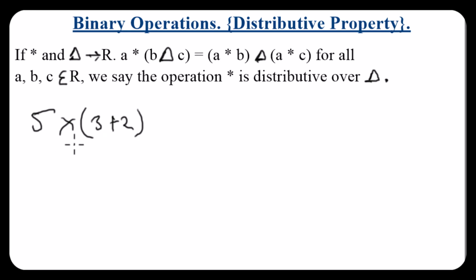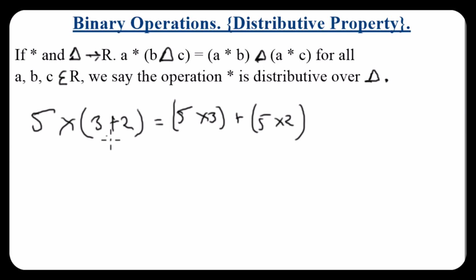For us to confidently say that multiplication is distributive over addition, it means if we combine this in another way, such that we have 5 times 3 plus 5 times 2, and these two are equal, then we can conclude that multiplication is distributive over addition for real numbers. So let's solve and see what we get.